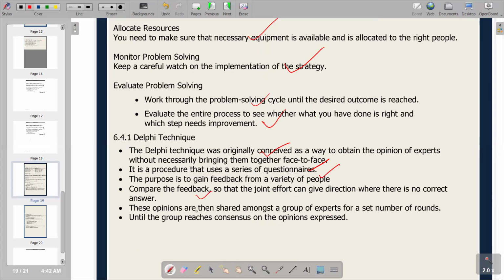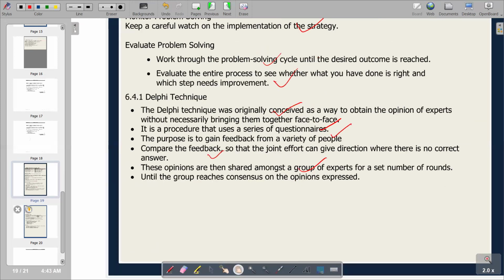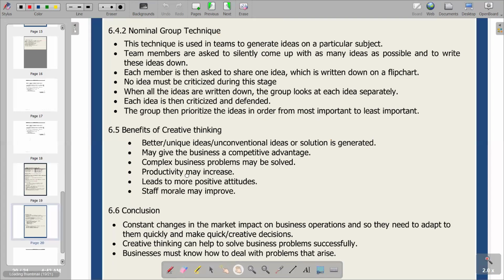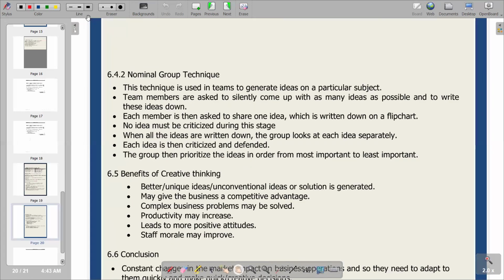These opinions are then shared amongst a group of experts for a set number of rounds until the group reaches a consensus on the opinions expressed. That's what we have on the Delphi technique. But remember, we've got the second part after the Delphi technique, which is our nominal group technique, which is here. So our nominal group technique, we are saying, is a technique used in teams to generate ideas on a particular subject. That's where the group technique is coming from.